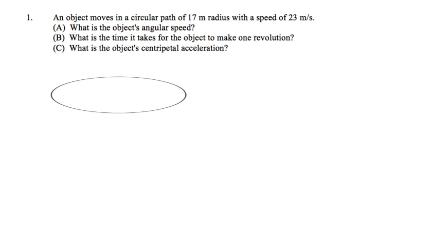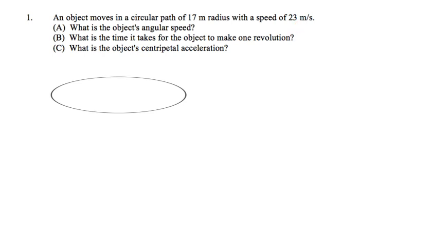Okay, so this is a problem where it is a horizontal circle. An object moves in a circular path of 17-meter radius with a speed of 23 meters per second. So we can see here that we are given the radius and we're given the speed, and since it's in meters per second, I know that that's a v.